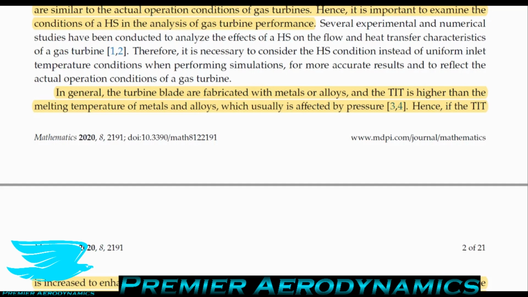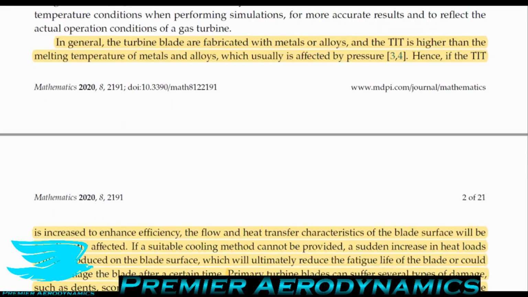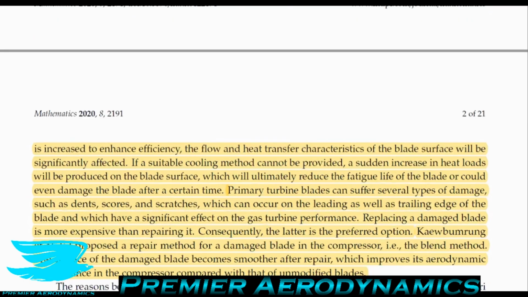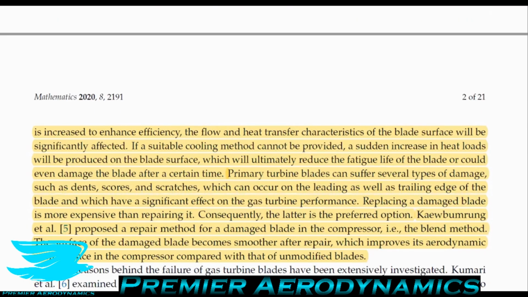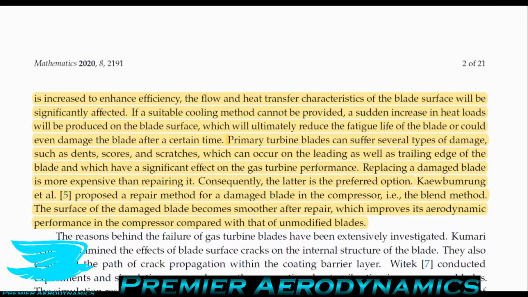In general, the turbine blades are fabricated with metals or alloys, and the turbine inlet temperature is higher than the melting temperature of the metal alloys, which is usually affected by the pressure. Hence, if the turbine inlet temperature is increased to enhance efficiency, the flow and heat transfer characteristics of the blade surface will be significantly affected. If a suitable cooling method cannot be provided, a sudden increase in heat loads will be produced on the blade surface, which will ultimately reduce the fatigue life of the blade or could even damage the blade after a certain time.